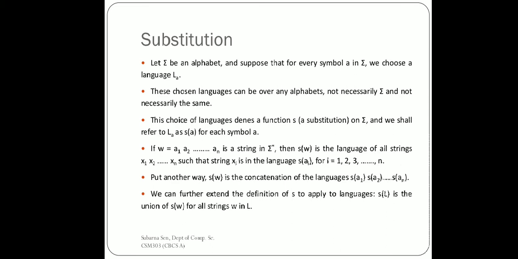So in another way, we can put SW as the concatenation of the languages S of A1, S of A2, up to S of AN. Since we are mapping this A with S of A, instead of writing x1, x2, xn, we can say that we are substituting A1 with something, and we are substituting A2 with something. So we can also say that SW is S of A1, S of A2 in this way. So you can say x1 is in S of A1, x2 is in S of A2 in this fashion, right?